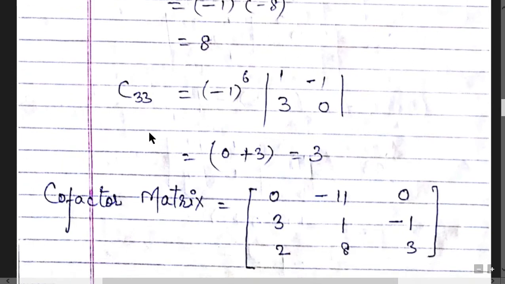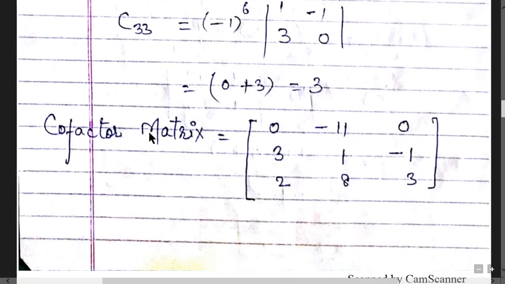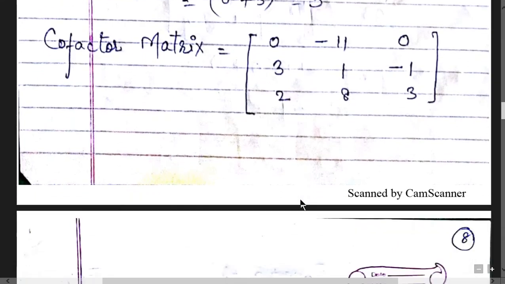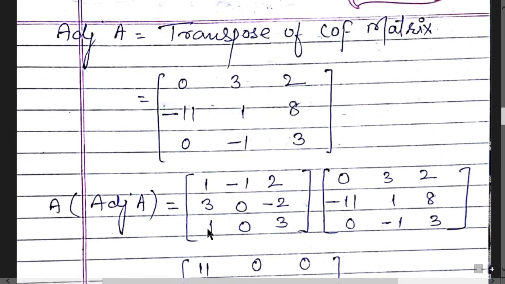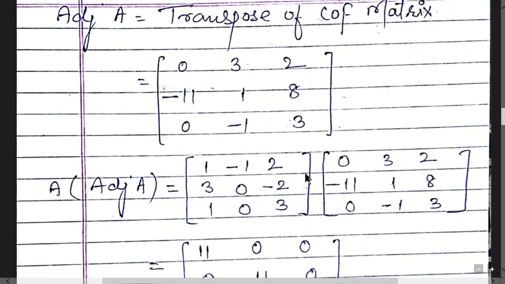And after calculation of cofactors, you can write a cofactor matrix. Then take the transpose of this cofactor matrix. After taking the transpose, you can write the adjoint of A. Then multiply A with the adjoint of A.